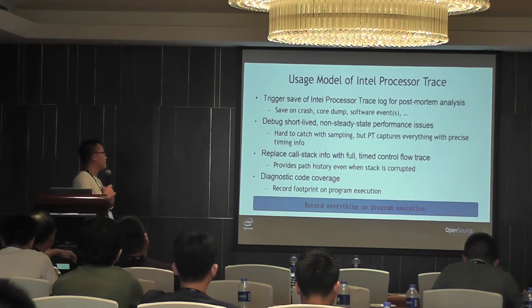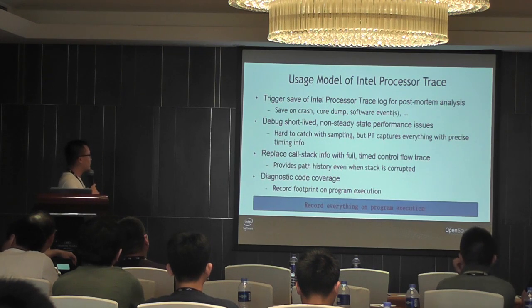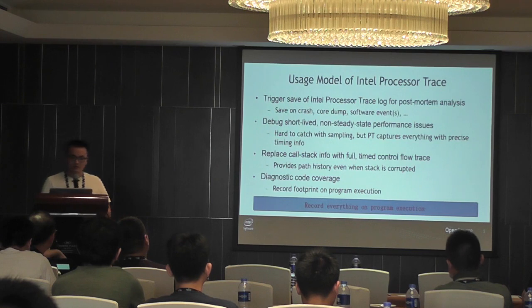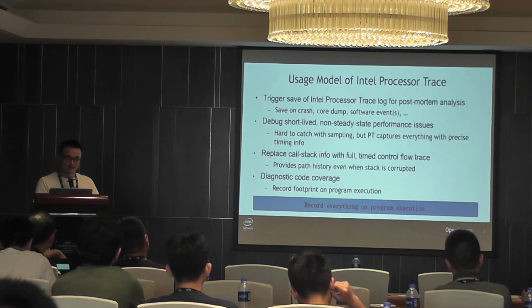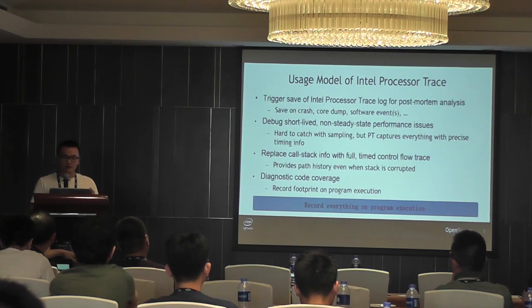On this page I introduce some specific use cases of Intel Processor Trace. First is a trigger to save the Intel Processor Trace log for post-mortem analysis. This is saved on crash, core dump, and software event. The next one is we can use this feature to debug short-lived, non-steady-state performance issues. This can catch things that are hard to catch with sampling, but the Processor Trace can capture everything with precise timing information because we have some timing packets.